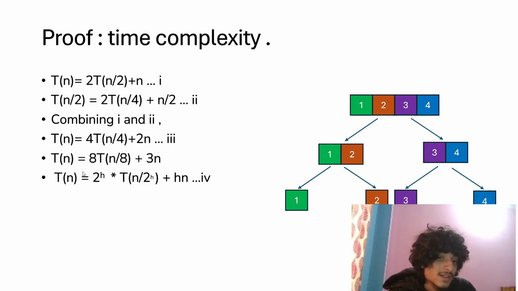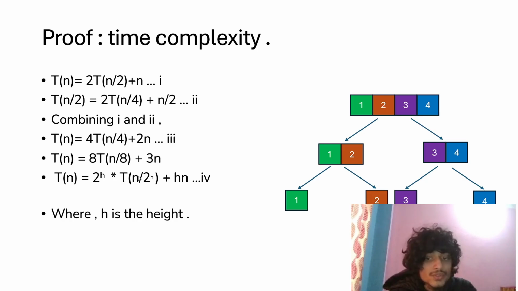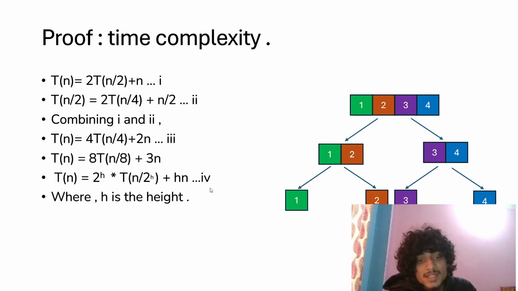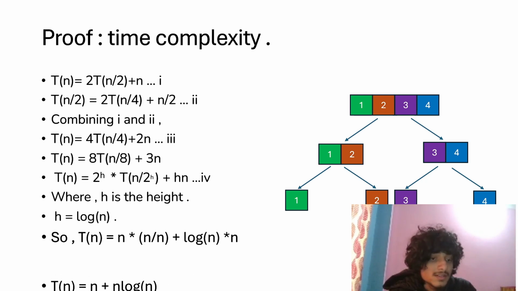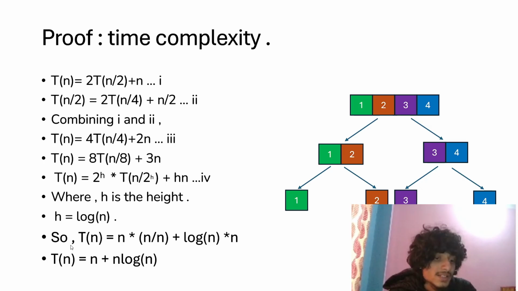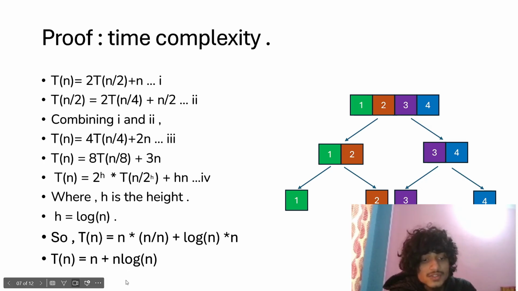So in general, we can write the equation like this. And we know the height: if we have n number of nodes, then height is log n. So we can replace that. And at last, we get T(n) is equal to n plus n log n. The highest factor is n log n. So the overall time complexity of the algorithm comes out to be n log n.